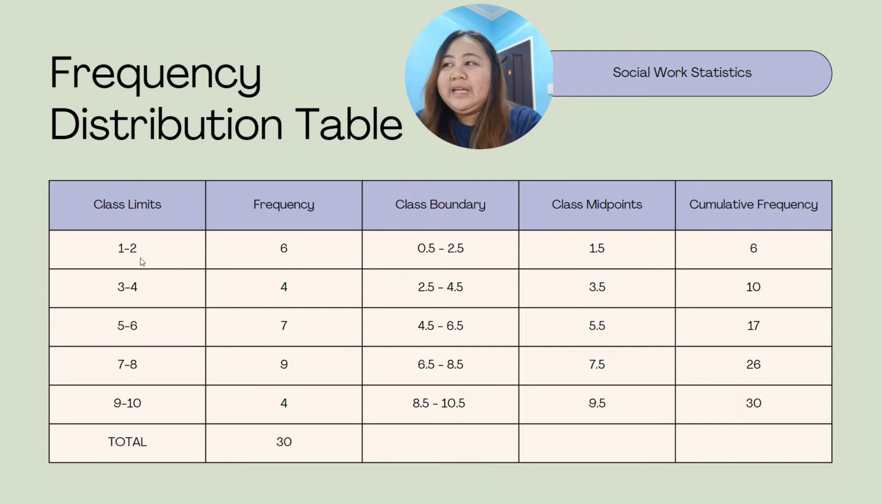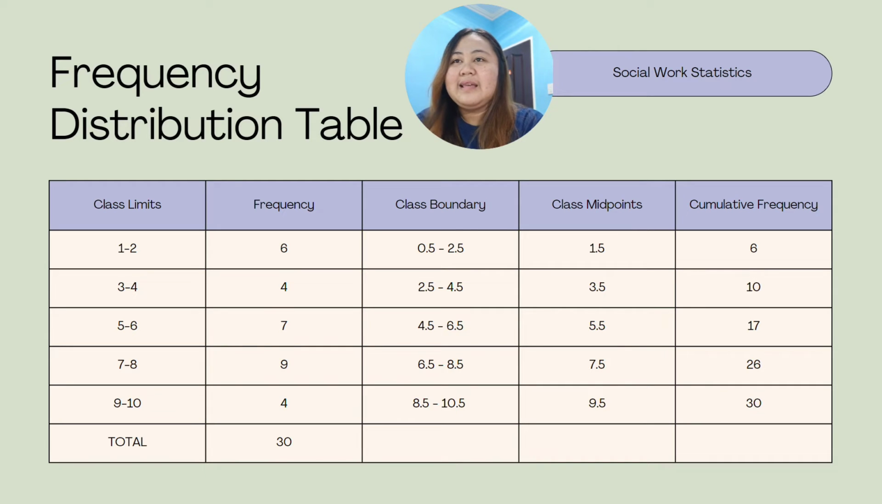And 3, you will divide it into 2. So 3 divided by 2 is equals to 1.5. So you can apply this to the rest like this. 3 plus 4 is equals to 7. And 7 divided by 2 is 3.5. So you can keep on using the solution in finding the class midpoints.